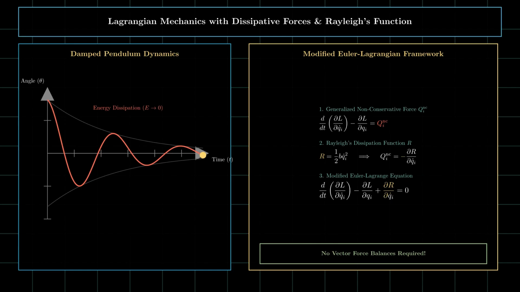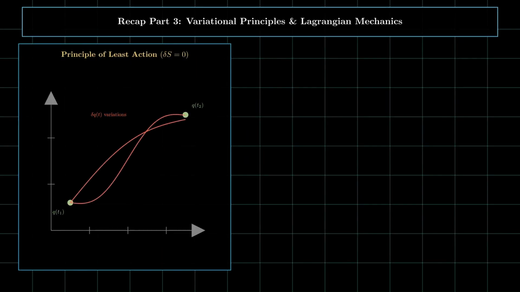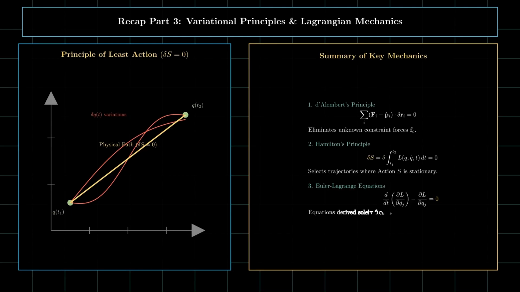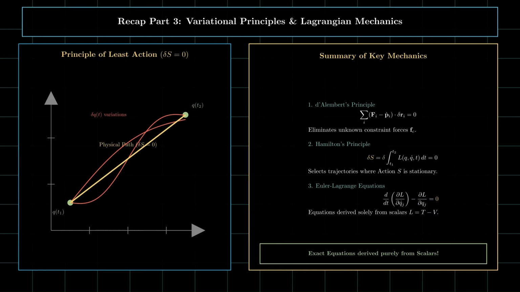To recap Part 3, D'Alembert's principle eliminates unknown constraint forces by projecting motion onto virtual displacements. Hamilton's principle asserts that nature selects trajectories where the action integral S is stationary. The resulting Euler-Lagrange equations allow us to derive exact equations of motion purely from scalar kinetic and potential energies.